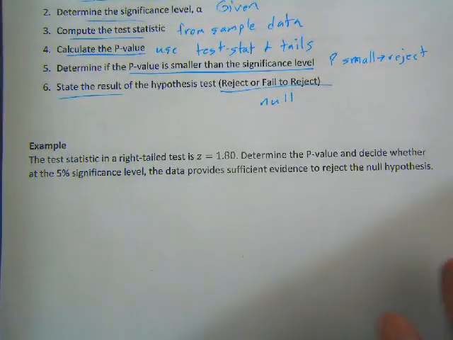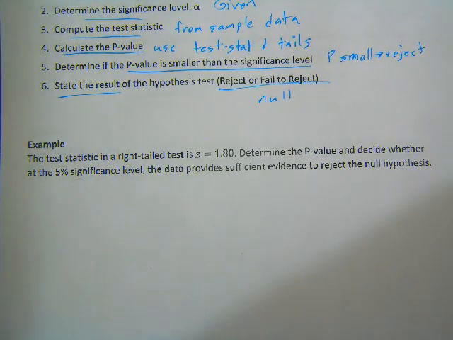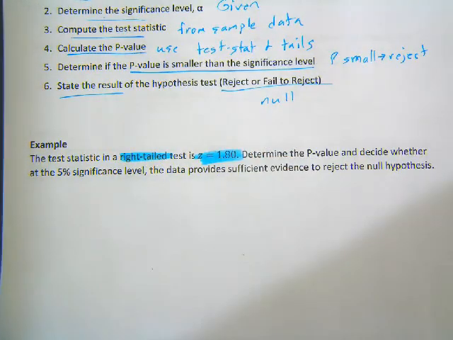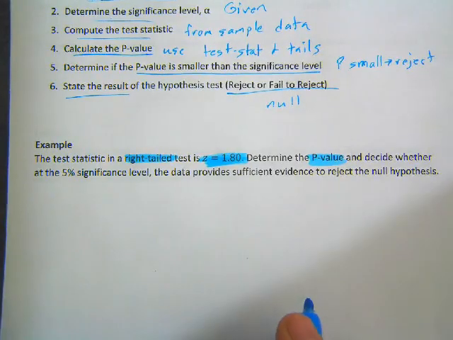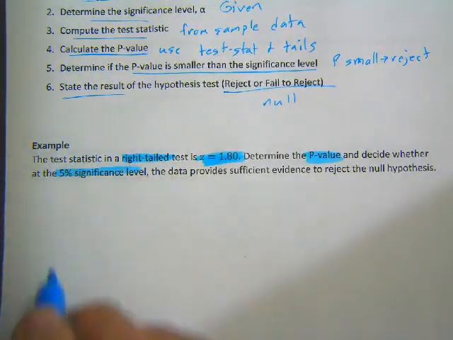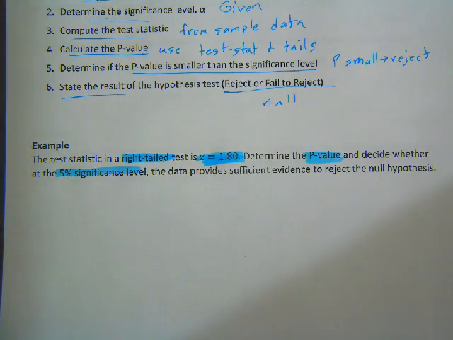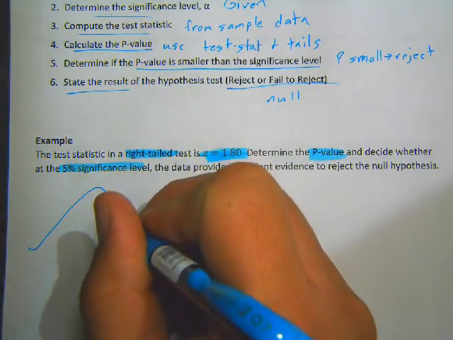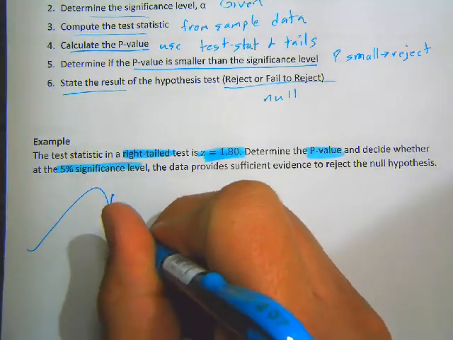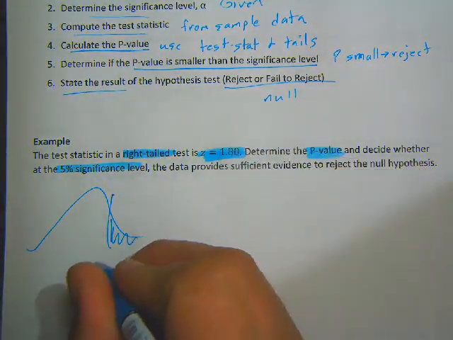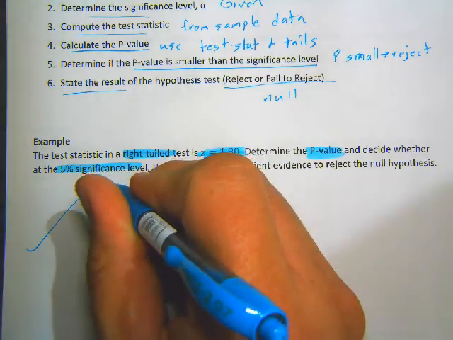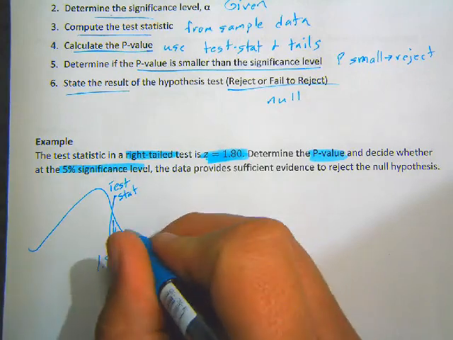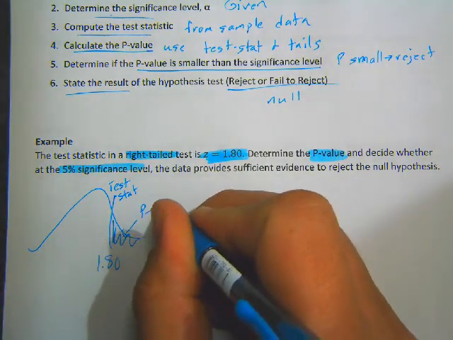Okay, so let's try one. The test statistic for a right-tailed test is z of 1.8. We're going to find the p-value and then decide whether at the 5% significance level we can reject or fail to reject. So if I look at what this looks like, I have my region. I'm going to do a right-tailed test, so I've got my tail over here I'm looking at. Again, 1.8 is my cutoff point here. This is my test statistic for this one. Because when you're doing p-value, you put your test statistic here, and then this is your p-value. So we've got to find that area.